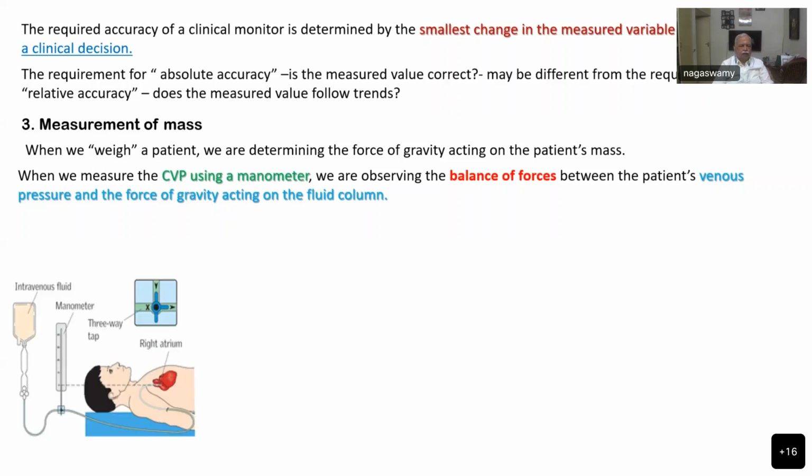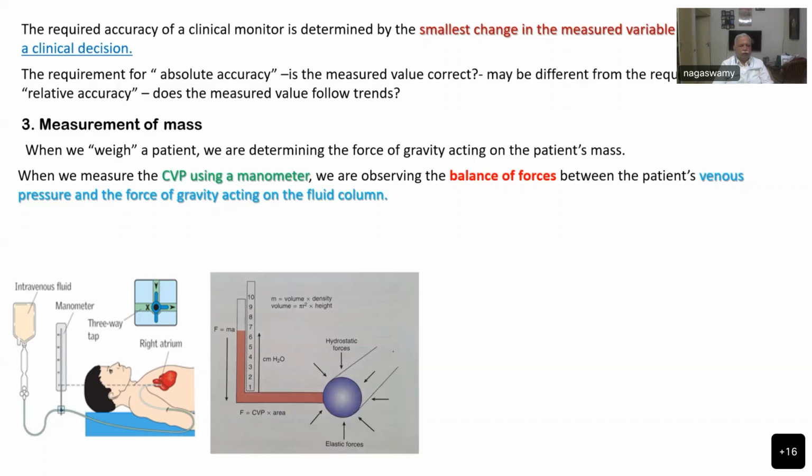So the older technique of CVP measurement, we used to have this manometer connected to the CVP central venous catheter, and there will be an intravenous fluid bag, and there is a three-way stopcock, which is a very important part of the whole setup. So by balancing the forces between the fluid column and the patient's blood column, we are able to measure the CVP.